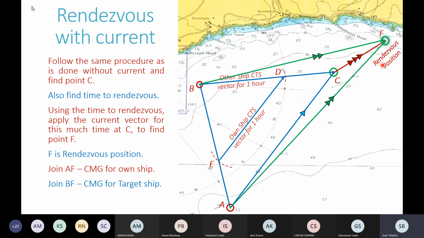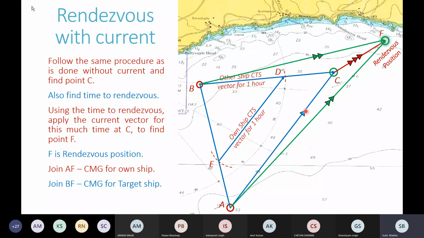We can read out the latitude and longitude from here. We can read out this Alpha Foxtrot vector. The direction of this vector will give us the course made good by our ship. And if you read the direction of the blue color vector here, either Alpha Charlie or Echo Delta, both are lying in the same direction. It will give you the course to steer for rendezvous.